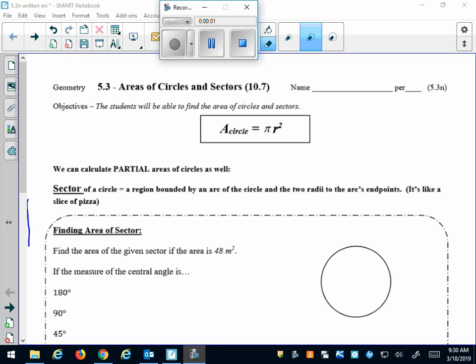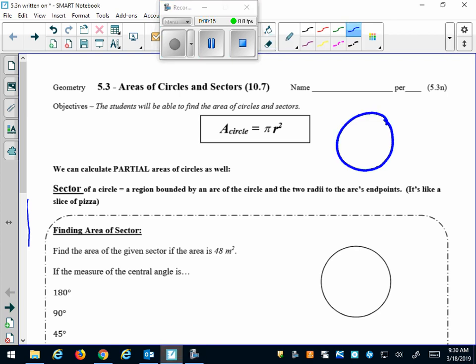All right, so we're going to do 5.3, which is finding the area of what are called sectors of a circle. So a sector of a circle is like a slice of pizza or a slice of pie. This whole piece is called a sector.